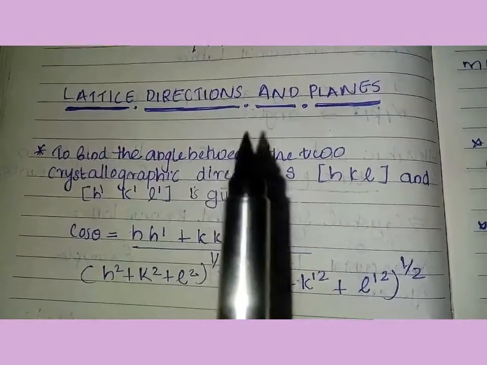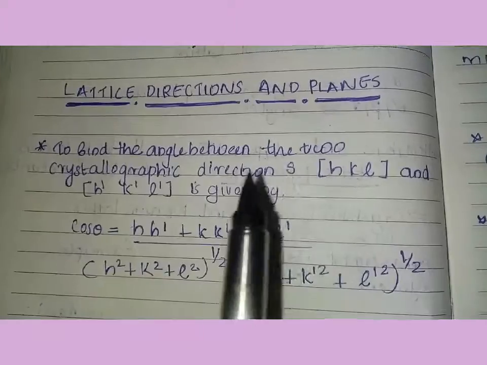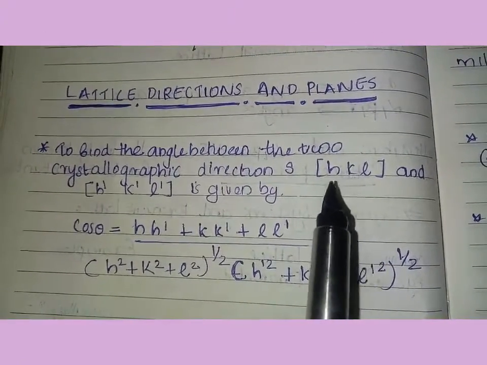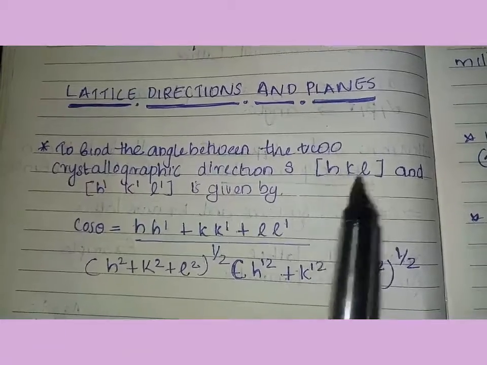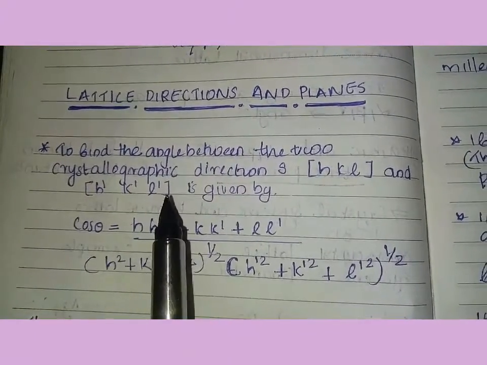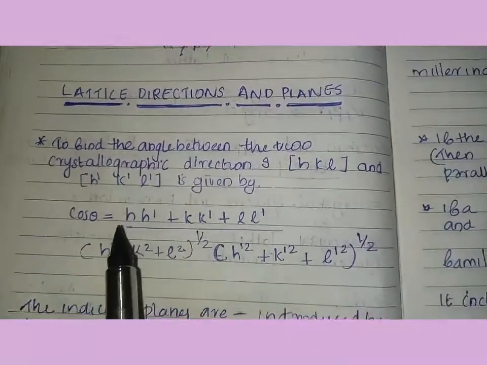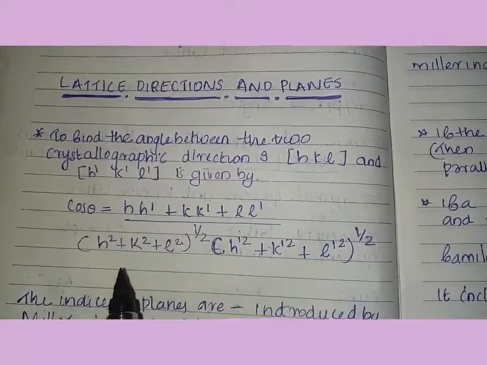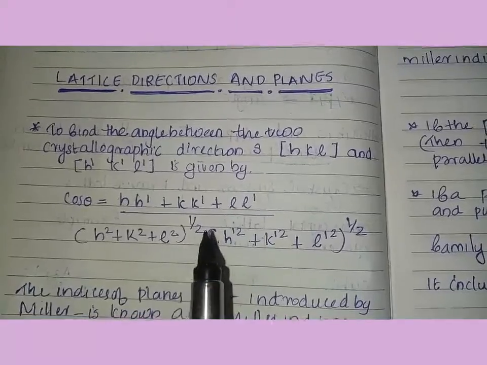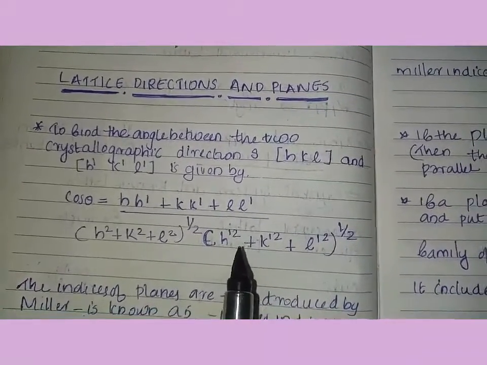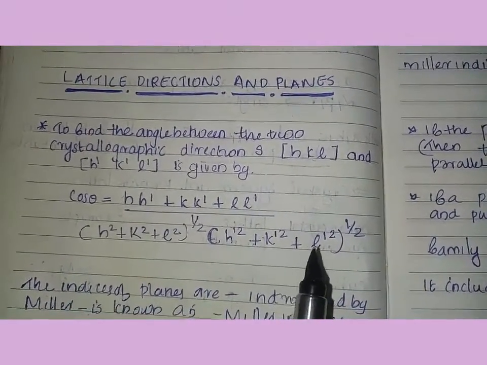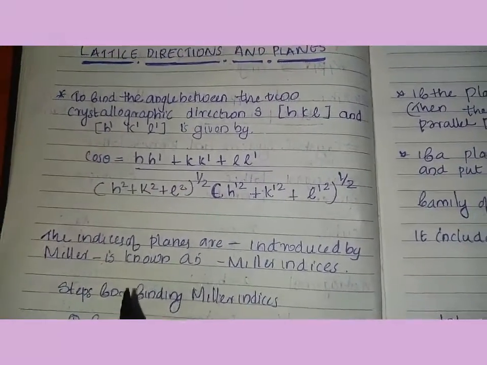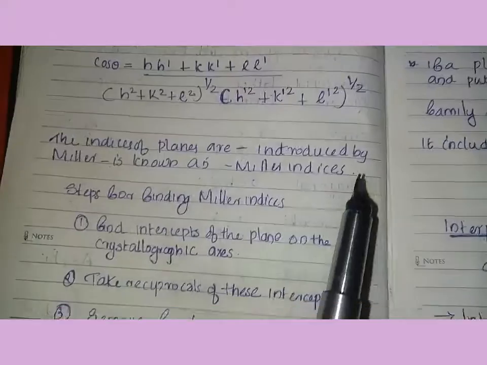The topic is lattice directions and planes. To find the angle between two crystallographic directions, represented by the square brackets [hkl] and [h'k'l'], cos theta is equal to (hh' + kk' + ll') divided by (h² + k² + l²) to the power half into (h'² + k'² + l'²) to the power half. The indices of planes were introduced by Miller and are known as Miller indices.